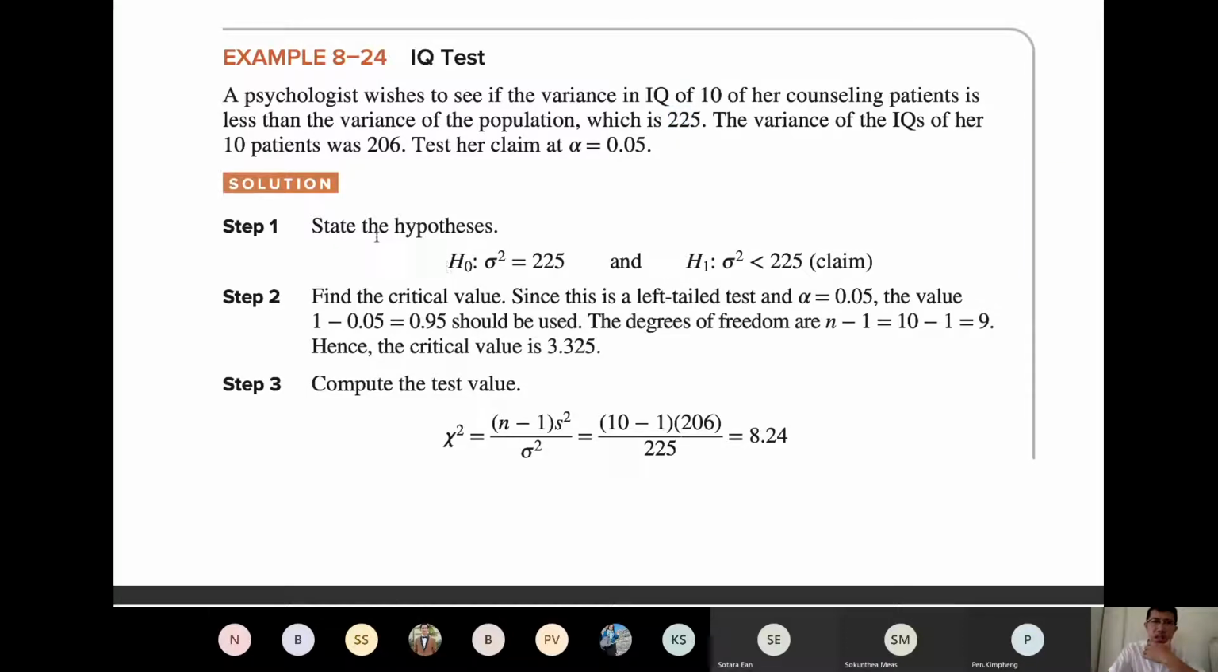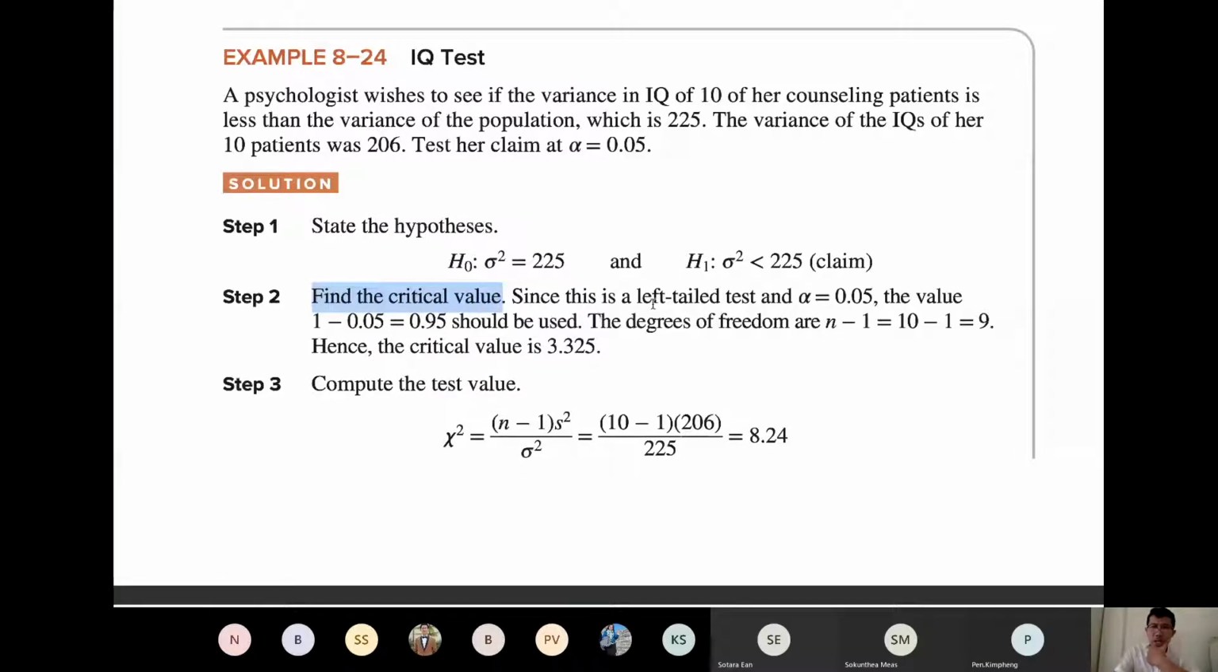Okay. So in this case, you have to state the hypothesis. This is your null hypothesis, the original claim. And your claim, this psychologist's claim, is that the variance is less than this, right? It's less than this. So first of all, we have to find the critical value.